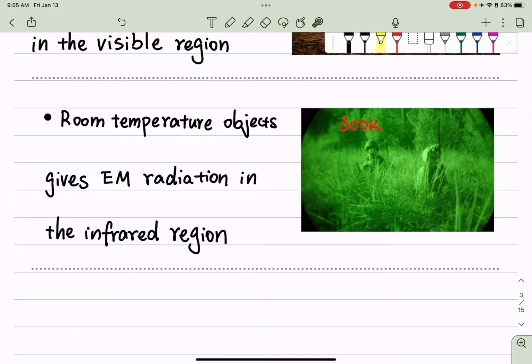All over the place. That's from the sun, or from any object, or a light bulb. All right, and that's what we see. That's an experimental observation. And now we're moving on to how people actually developed theory to describe black body radiation.